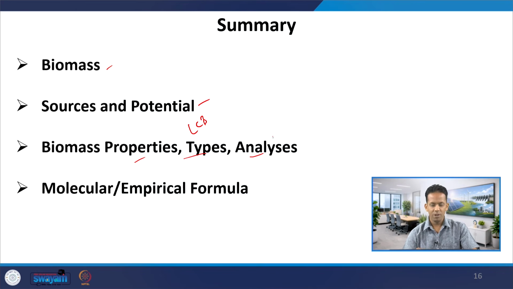In analysis, we studied mainly proximate, ultimate and biochemical analysis, for cellulose, hemicellulose and lignin. And finally, we looked at a numerical and learned how to derive a molecular or empirical formula for any given biomass based on its ultimate analysis or elemental composition.